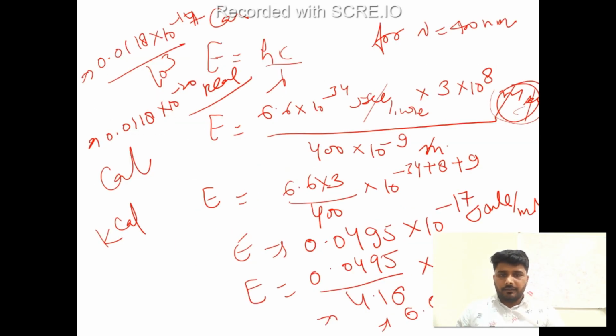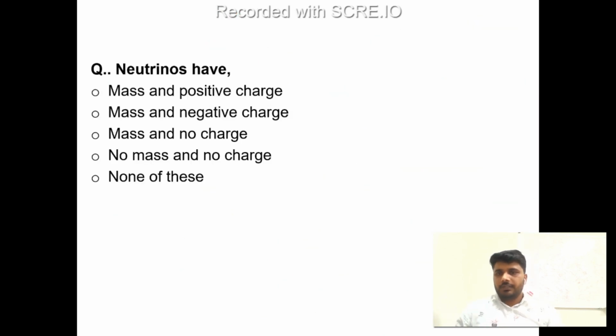So should I go to the next one? The neutrinos have mass and positive charge. This is just an elementary particle. It has mass and positive charge. It has mass and negative charge. It has mass and no charge. So I think you already know that.